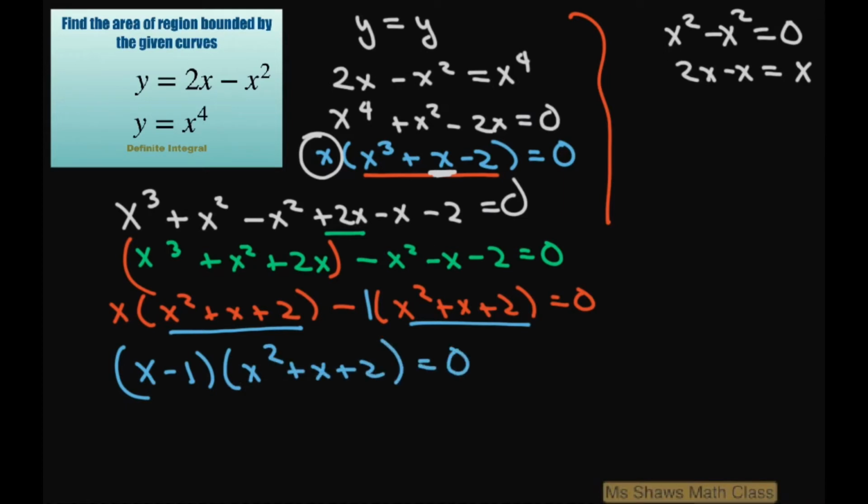Now setting this to 0, and don't forget I kind of left that out, so that x goes there. So our intersection points are going to occur at x equals 0 and x equals 1. This one we can't factor, and we'll just keep going until you can't factor it. But those are the two intersection points, and that's going to be our upper and lower limit.